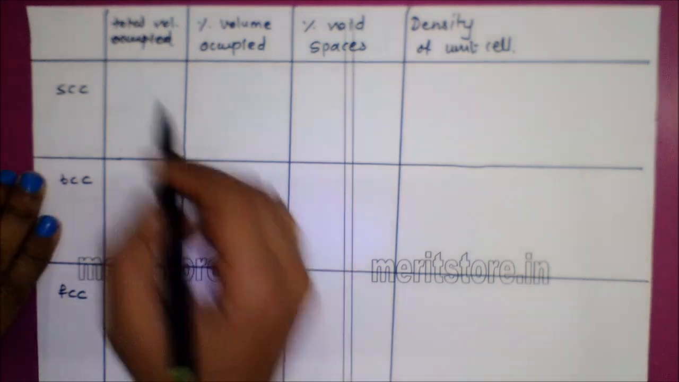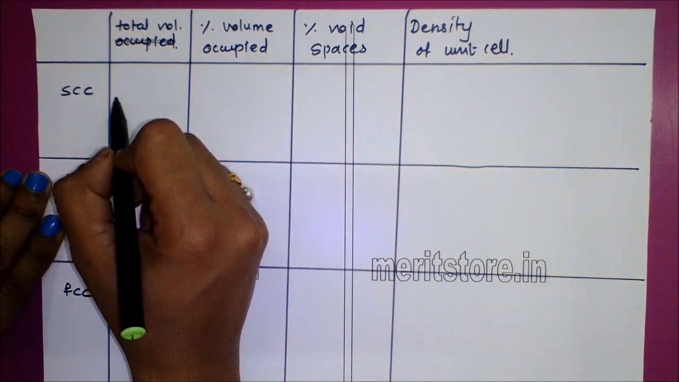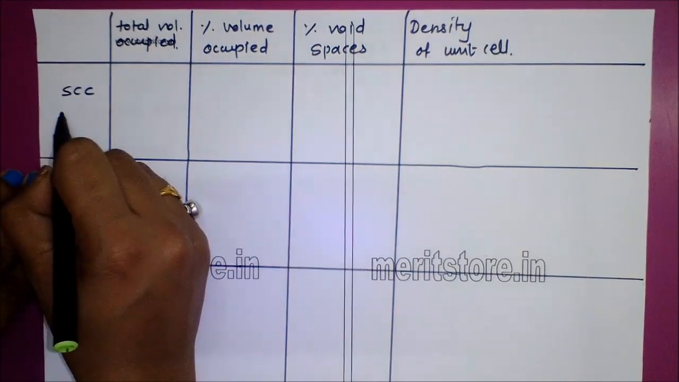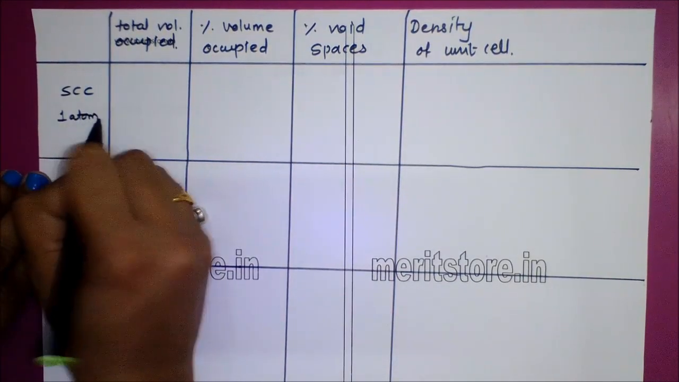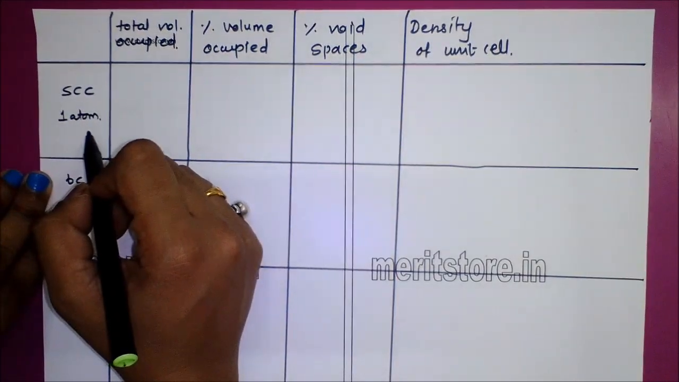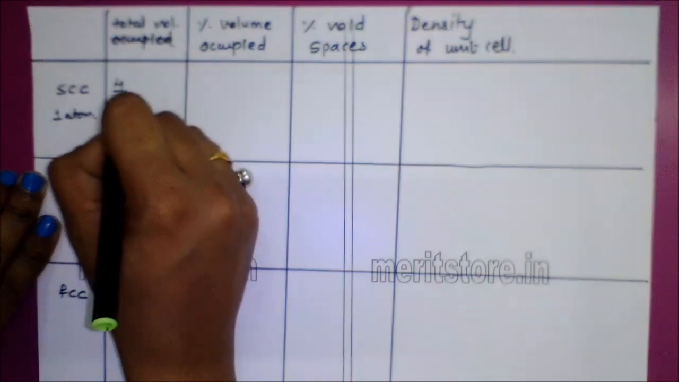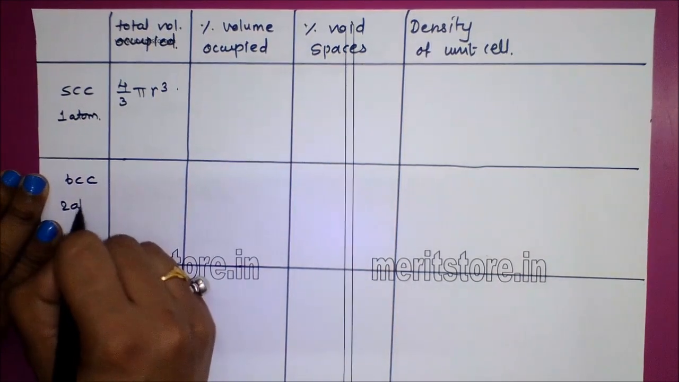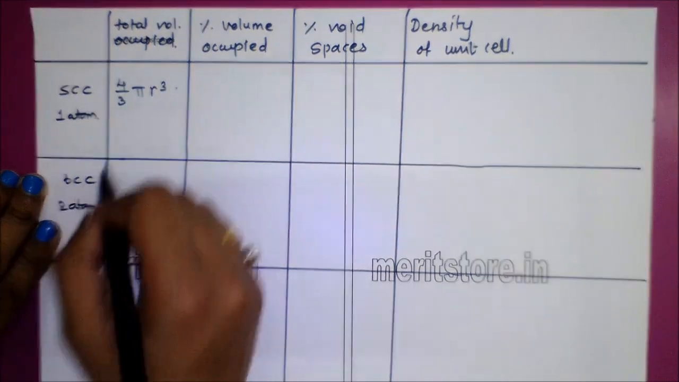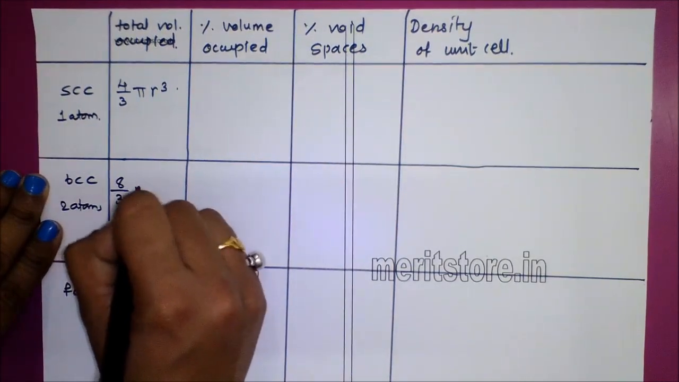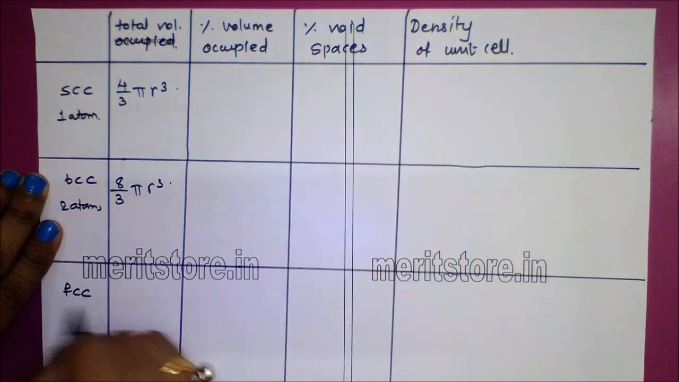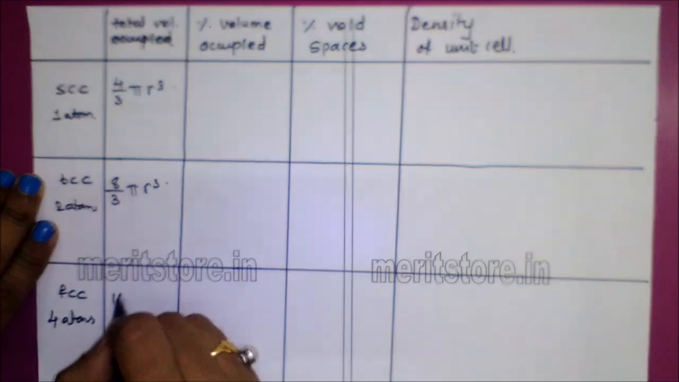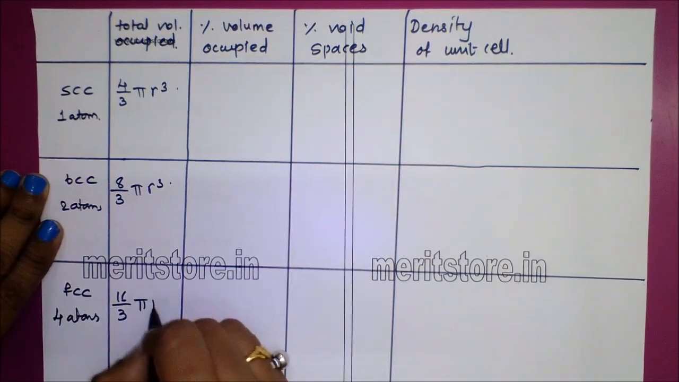First of all, we'll be talking about total volume occupied. Now in case of the SCC, we have only one atom in the cubical unit cell, and for a spherical atom, the volume occupied is 4 by 3 pi r cube. In case of BCC, we have two atoms, so 2 into 4 by 3 pi r cube, that will become 8 by 3 pi r cube. And in case of FCC, we have 4 atoms, so therefore 4 into 4, that is 16 by 3 pi r cube.